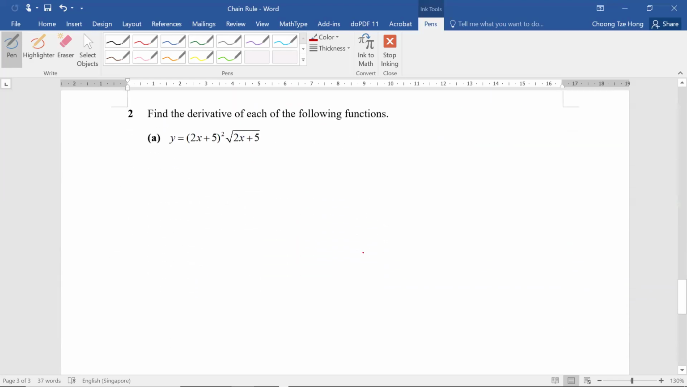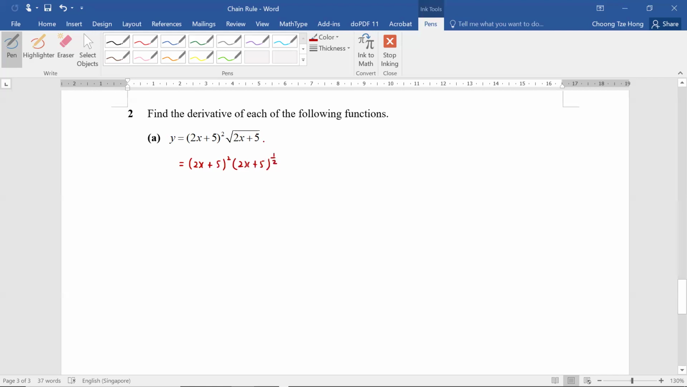Right, let's take a look at 2 more questions which are slightly different. In this question, they give you the function y equals (2x + 5) squared times square root of (2x + 5). Obviously in this form, it's not ready for the direct chain rule application. But you should notice that both are 2x + 5 terms. So what we can do is use the law of indices to combine them together first.